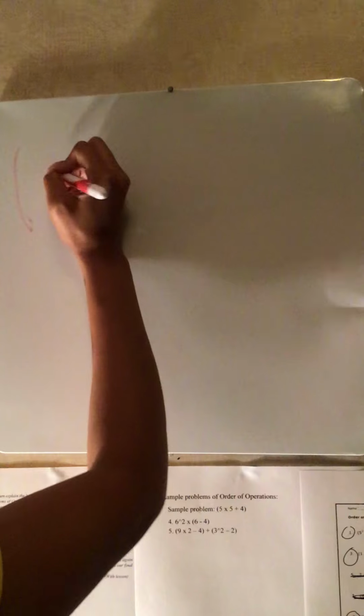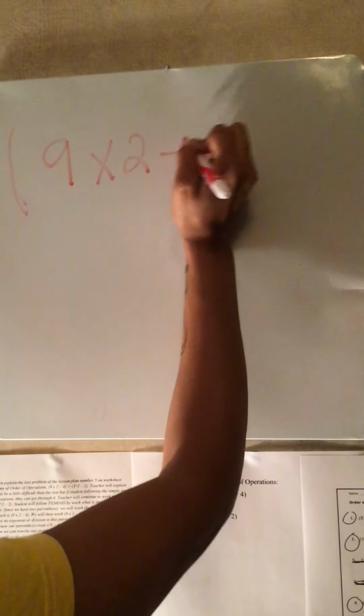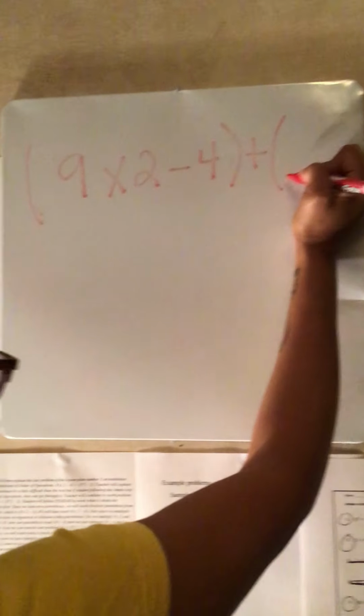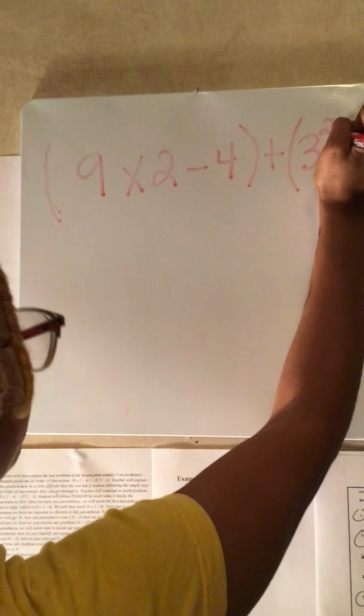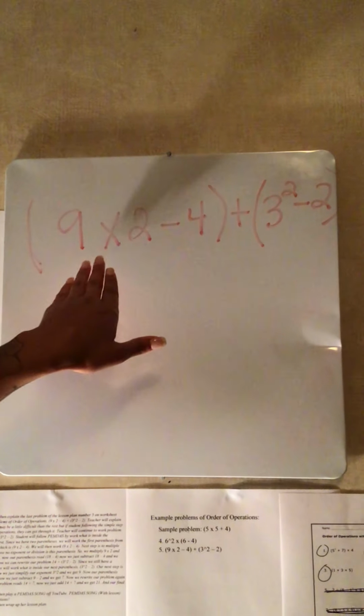Now, let's go to our last and final equation. And that equation reads, open parentheses, 9 times 2 minus 4, close parentheses, plus, open parentheses, 3 to the second power minus 2, close parentheses. So here we have two parentheses.